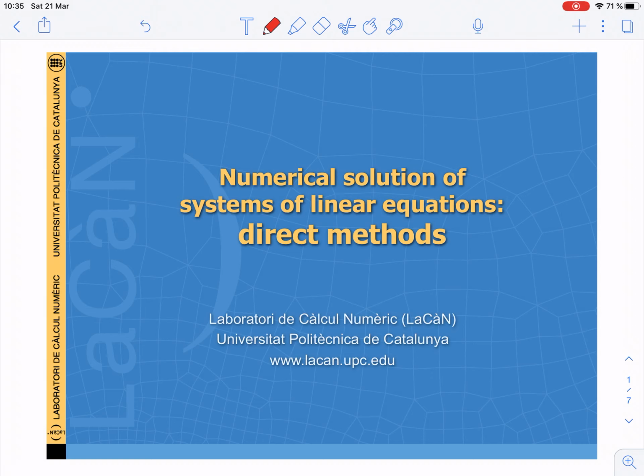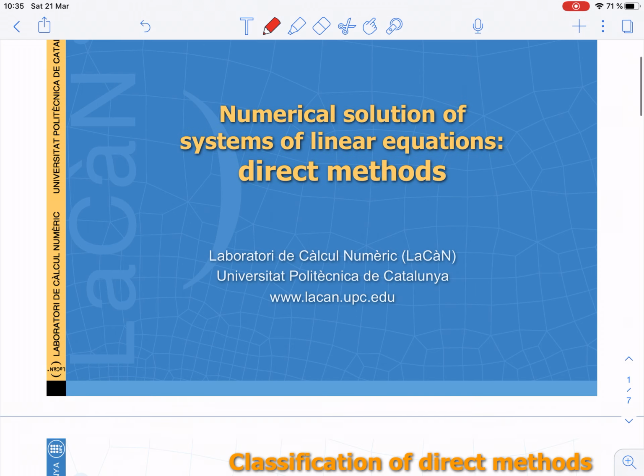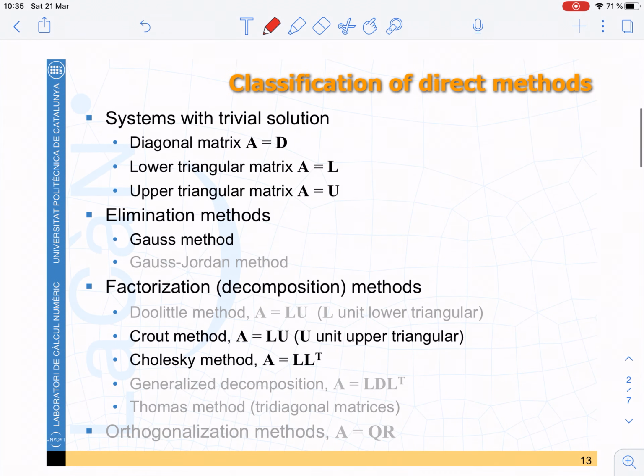Hi, today we start exploring direct methods for the solution of systems of linear equations. Now, here we have a map. We will start with the simple case of systems with trivial solution, and by that we mean systems where the matrix is either diagonal, lower triangular, or upper triangular.